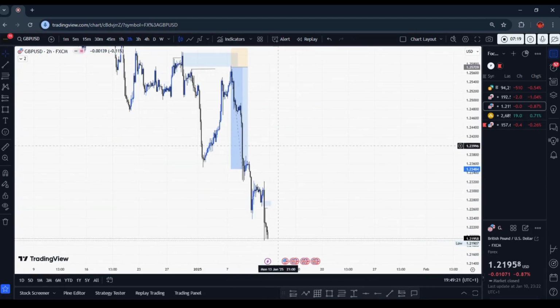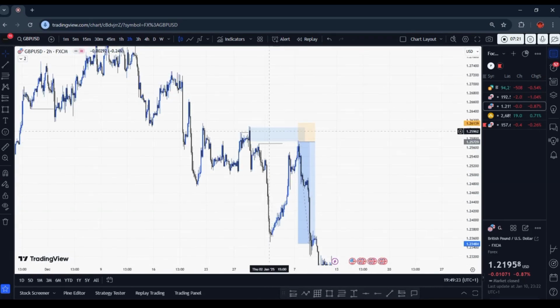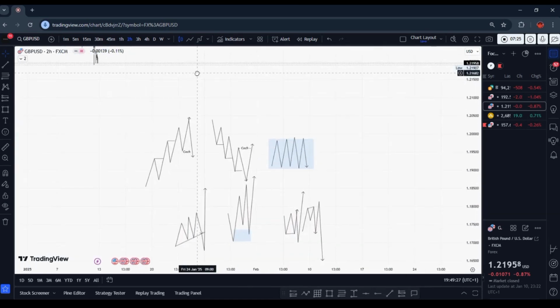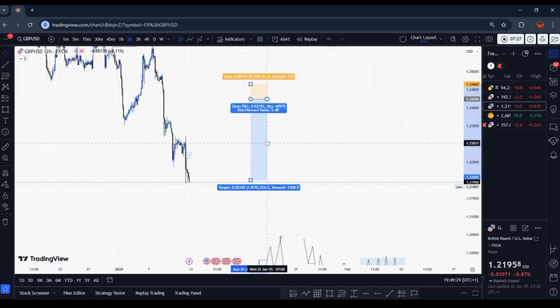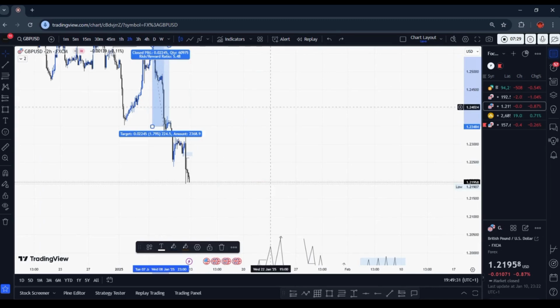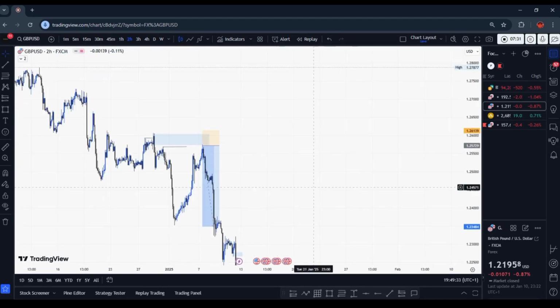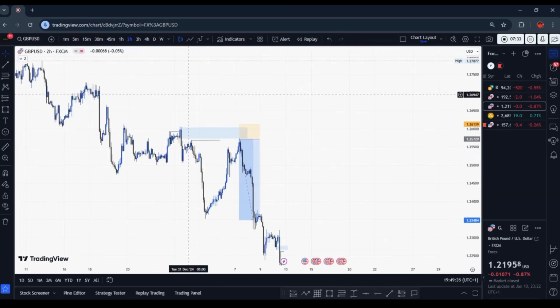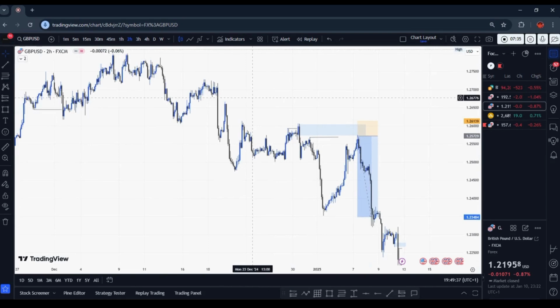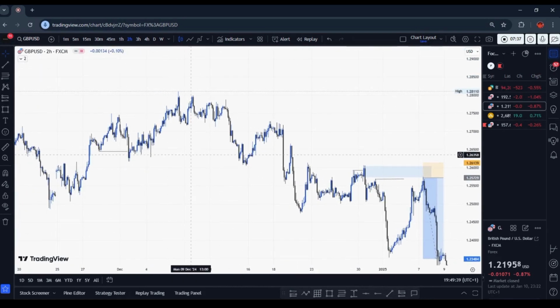So we have different types. Any structure I'm trading like this is in line with the higher time frame. Any setup or liquidity I'm trading is in line with structure. No matter what you do, make sure you trade in line with structure.